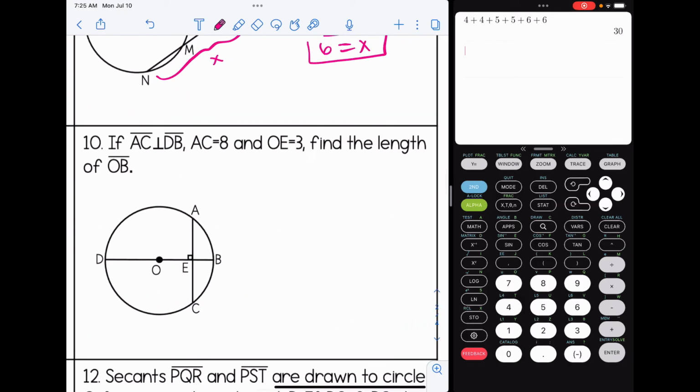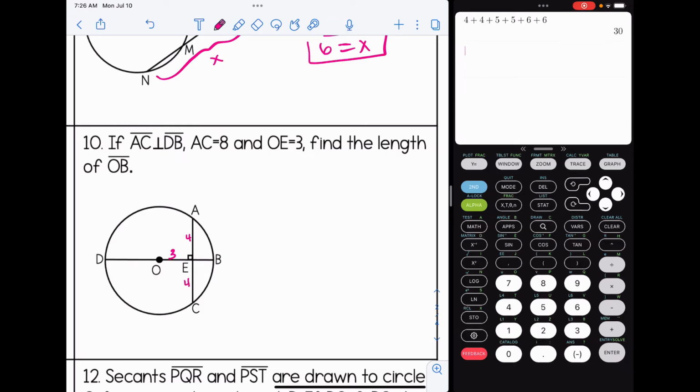Number 10. This looks a little different. It says AC and DB are perpendicular. AC is 8, and OE is 3, and find the length of OB. Okay, so if I'm looking at this here, I noticed that it gave me that AC is 8. I don't want to do that big bracket, just like I showed you in the previous problem. What I want to do instead is split it. So I'm going to put 4 here and 4 here.